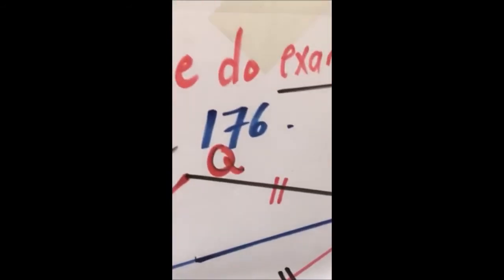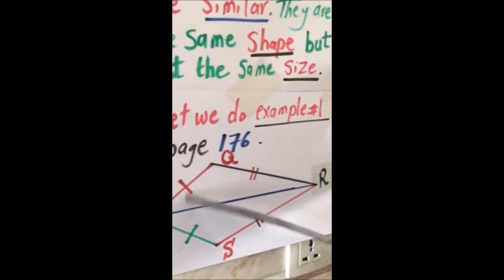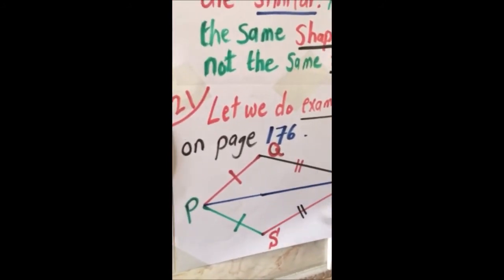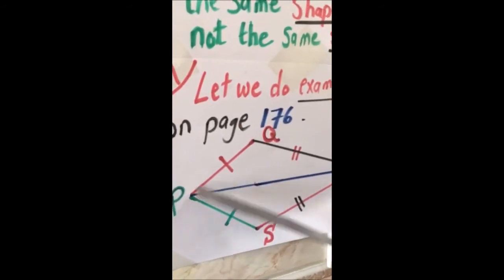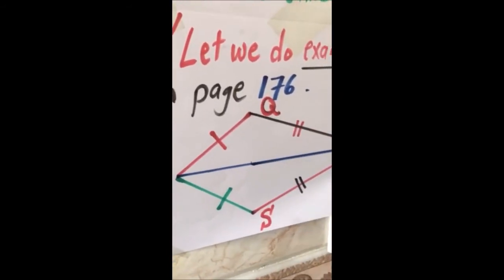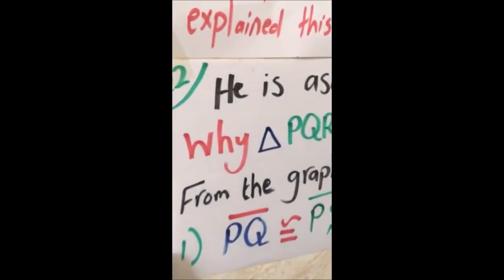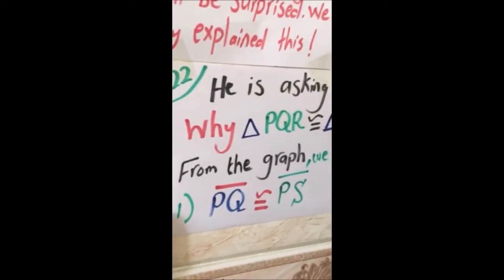As you see here, we have two triangles, PQR and PRS, and now you understand the meaning of these slash marks. That means PQ and PS are congruent, and QR and SR are congruent. So he's asking why these two triangles, PQR and PSR, are congruent.